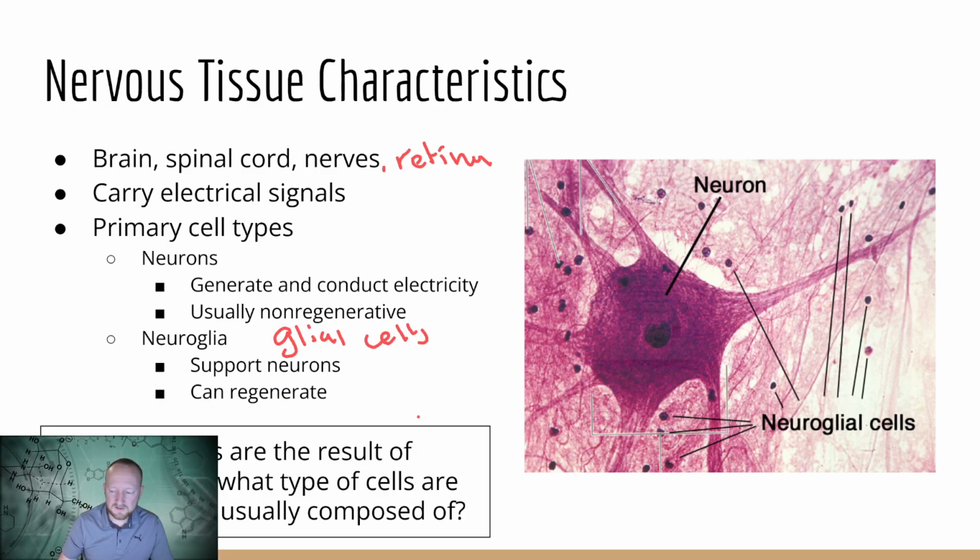Thinking about that, if you think of a brain tumor, tumors in general are the result of hyperplasia. So what type of cells do you think brain tumors are usually composed of? Neurons or glial cells? And there we see the neuron, we see the glial cells surrounding it. It's going to be the glial cells, right? Because they can regenerate. So when we have hyperplasia, an increase in the number of cells, it's going to be coming from these glial cells.